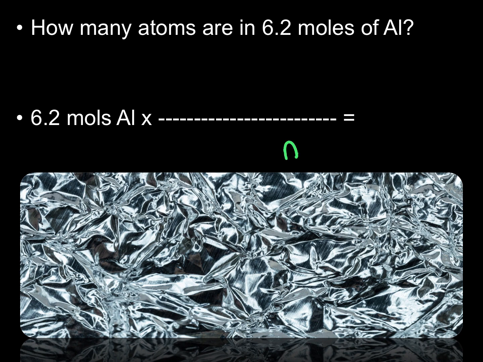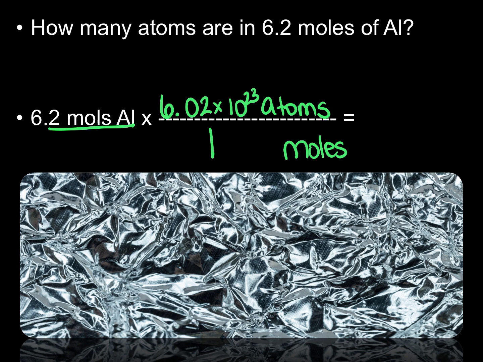Remember, moles is going to go on the bottom because that's what we're given, and we want to find out how many atoms. And so we know that 1 mole is equal to 6.02 times 10 to the 23rd atoms. So we're going to multiply 6.2 times 6.02 times 10 to the 23rd, and we just have 1 on the bottom. So take a second again, make sure that you can put this into your calculator correctly, and you get the same answer that I get.